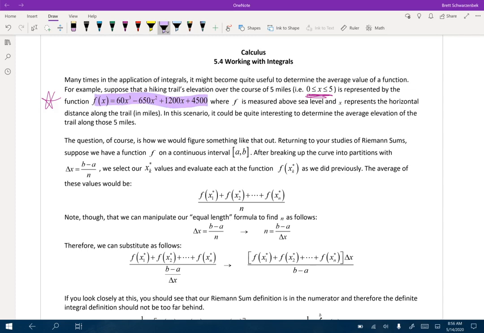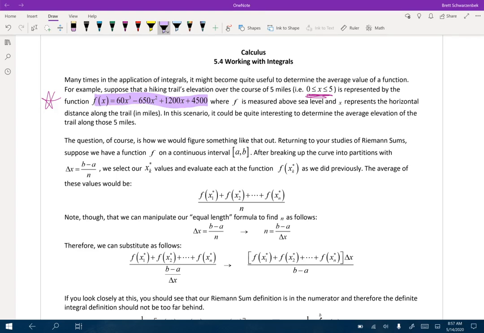In this scenario, it would be quite interesting to determine the average elevation of the trail along those 5 miles. Now, you might not be interested in this, but I could see somebody who likes to hike, or maybe even ride a bike, being very interested in elevation, because obviously elevation means riding up and down and all types of exercise. So if we needed something like that, we could derive a formula that gives us the average elevation of that trail, or any function in general.